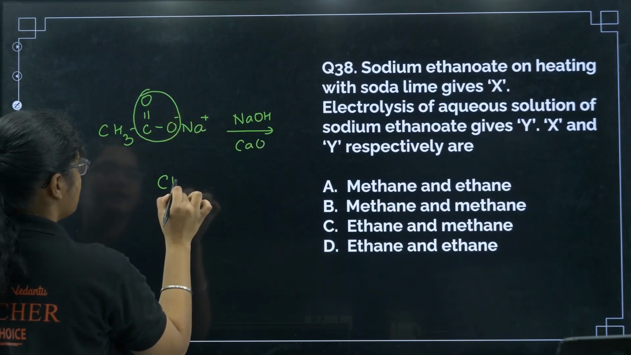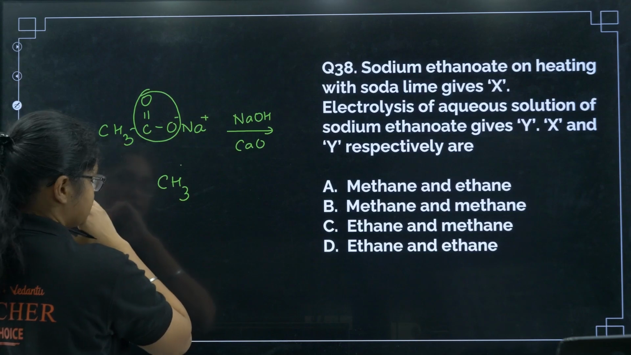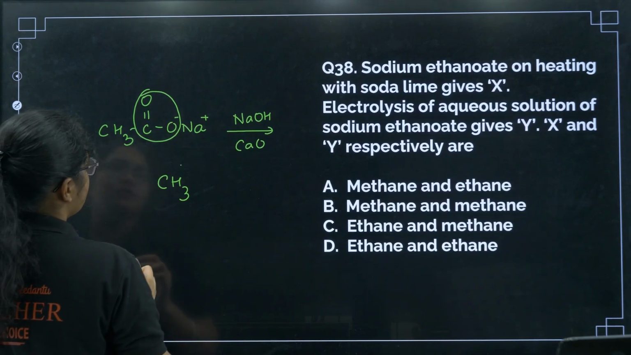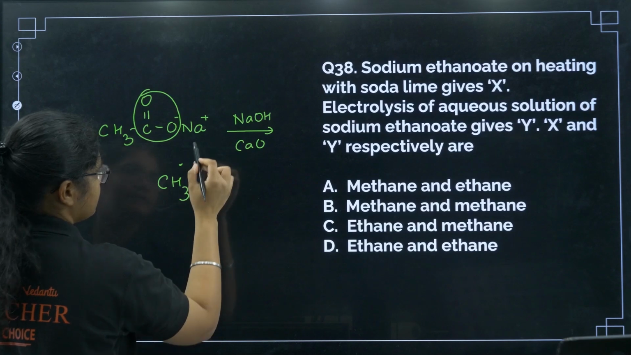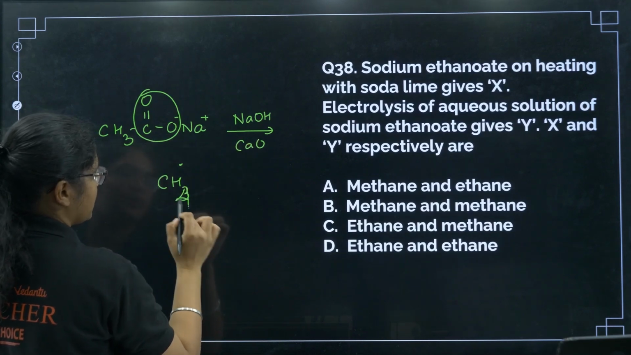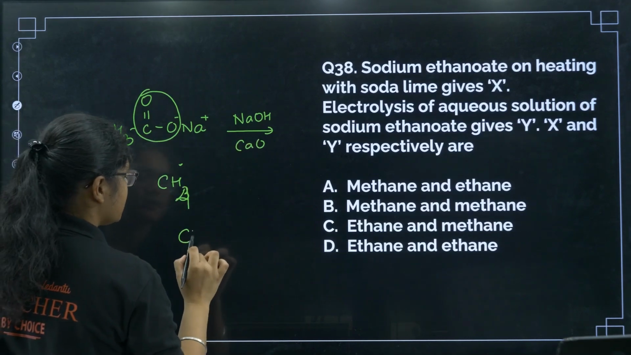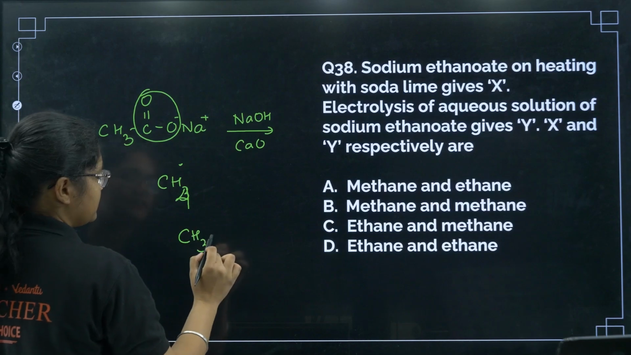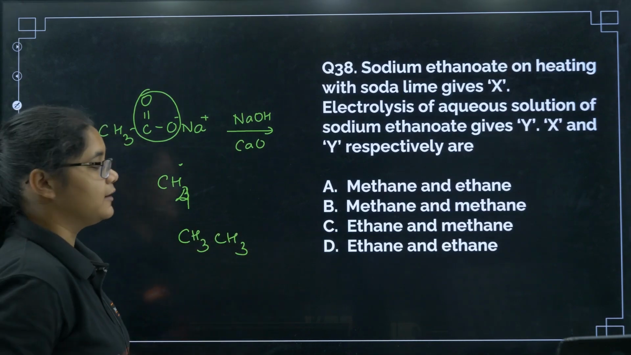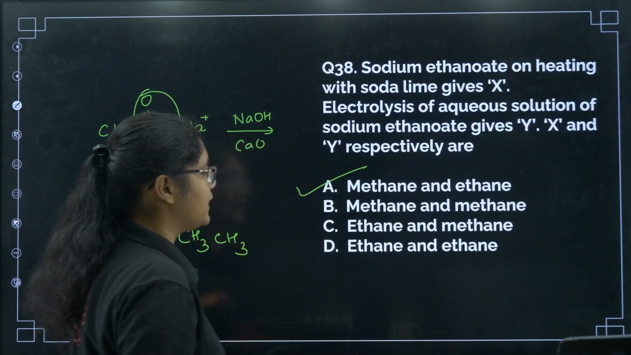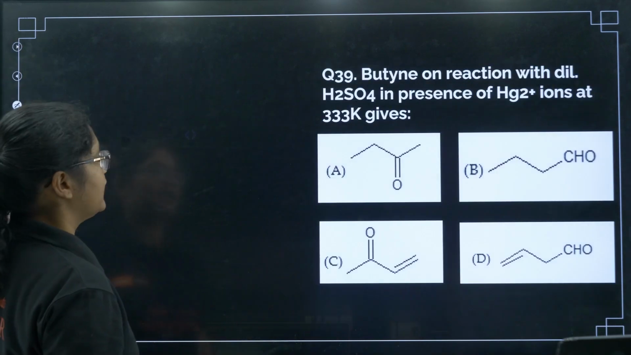Decarboxylation will take place and I will get CH3. One H can be taken from here, and you can get CH4. Otherwise, if a CH3 radical is formed, it can combine with another CH3 radical to give you ethane. So we can get both methane and ethane, so option number A here.